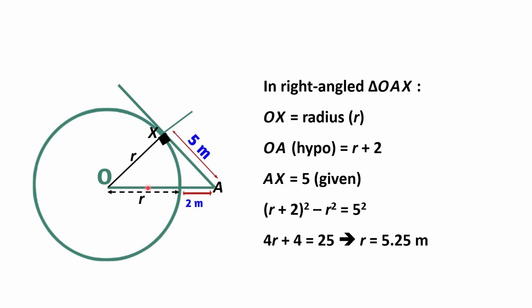From the right angle triangle, hypotenuse is R plus 2 and the legs are OX, which is the radius R, and the other leg 5 meters given. So by Pythagoras theorem, we get R plus 2 whole square minus R square equal to 5 square, or R equal to 5.25 meters, that is the radius of the circle. That's the first method. Now let us see another method, even quicker and easier.